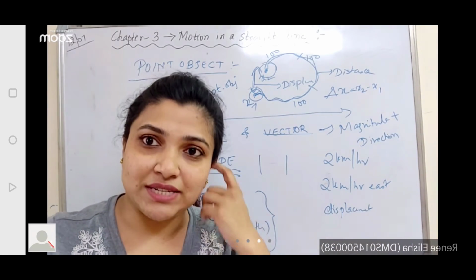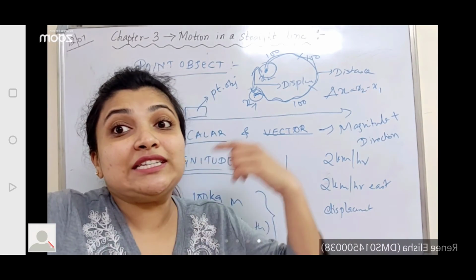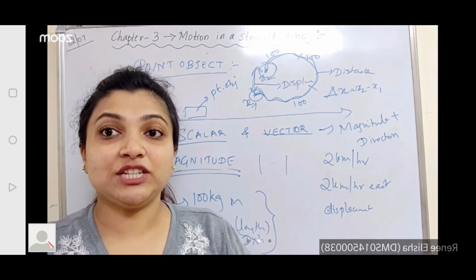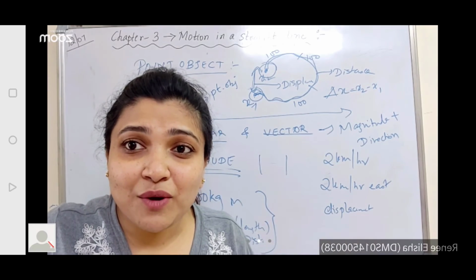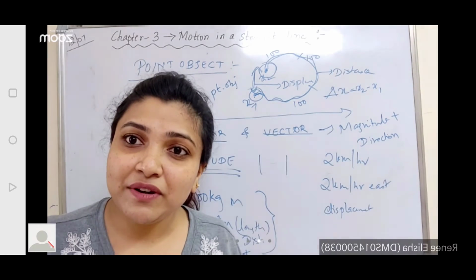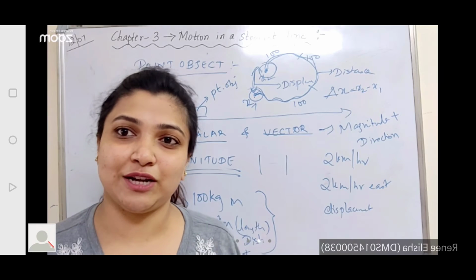Now similarly, velocity. What is velocity? Change in displacement with respect to time. Right, so displacement is already a vector quantity, so change in displacement will again be a vector quantity. So velocity is also a vector quantity.